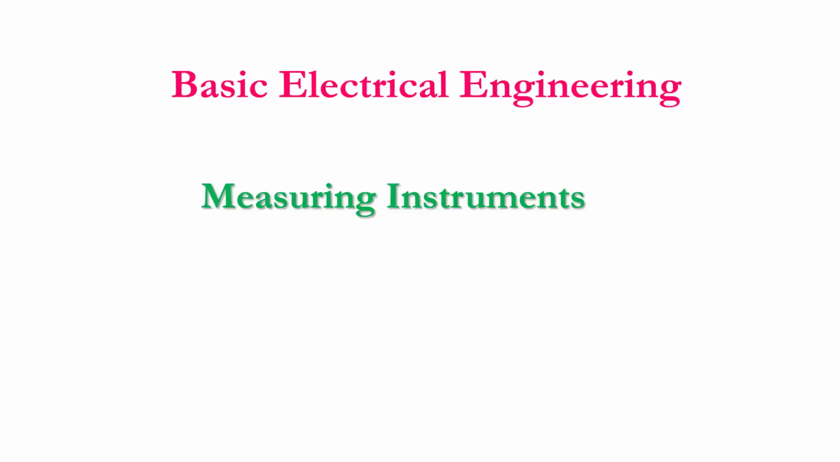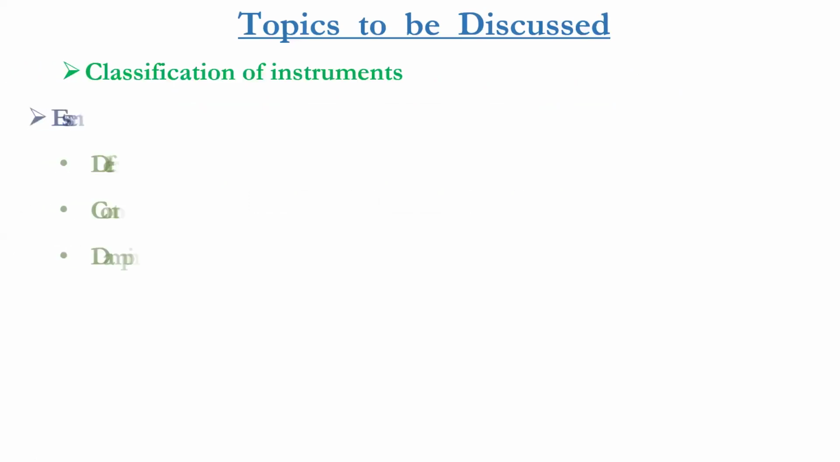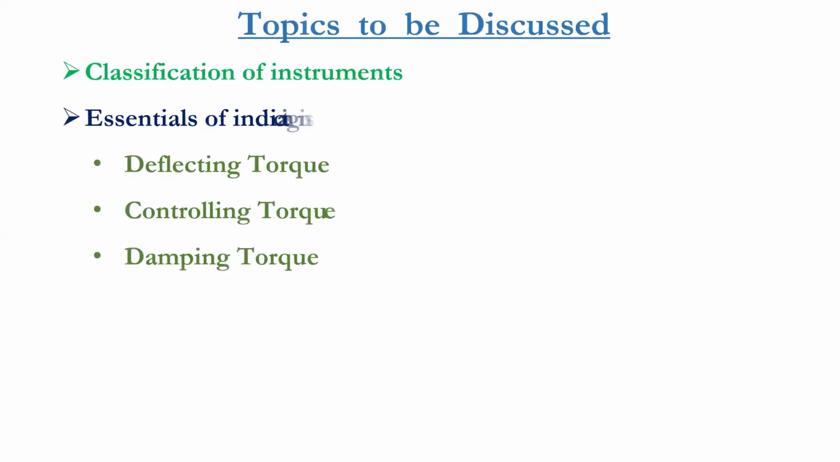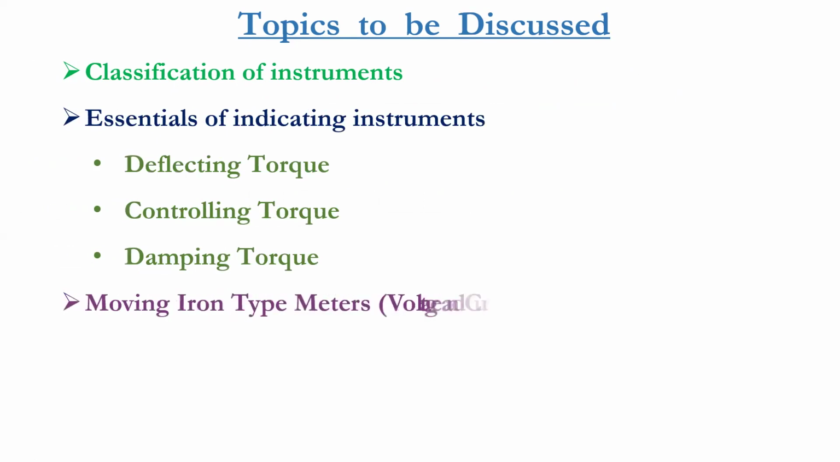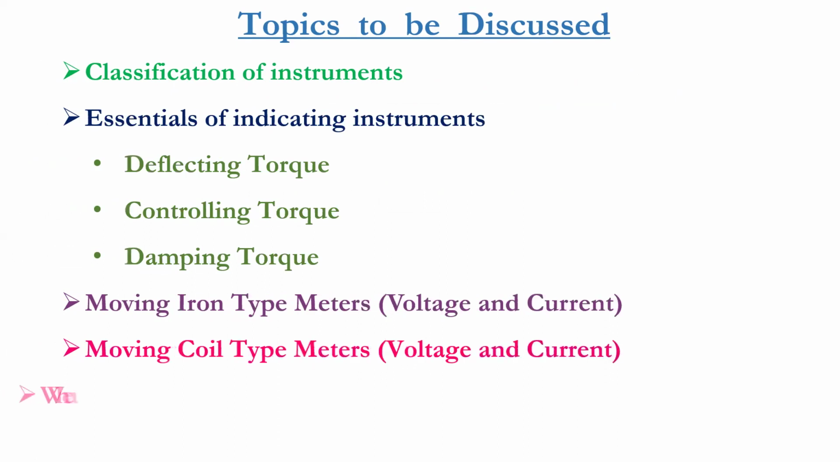Today we are going to deal with measuring instruments. These are the contents we have to cover in this particular session: classification of instruments and the essential requirements of indicating instruments, moving iron type meters, moving coil type meters, and finally the Wheatstone bridge.